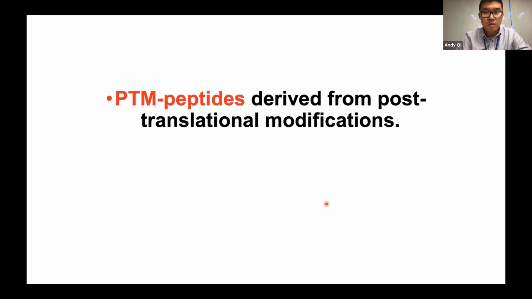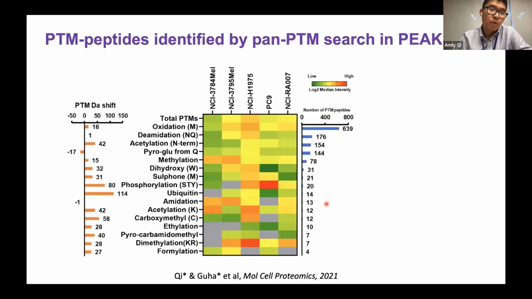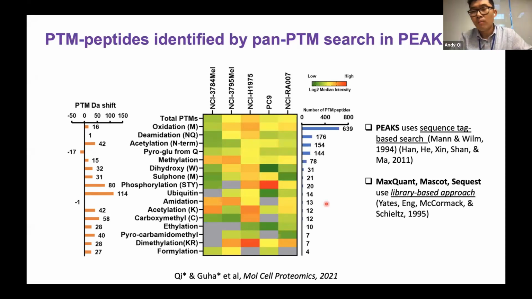So for PTM search, and Dr. Cristina also mentioned this, we call this pan PTM. Basically, you select that, you click that box in PEAKS, so you can do all the PTMs without doing the individual searches. We were able to find more than thousands of PTM peptides, but this is just a search. We don't have too much to highlight here, but I do want to highlight one thing here.